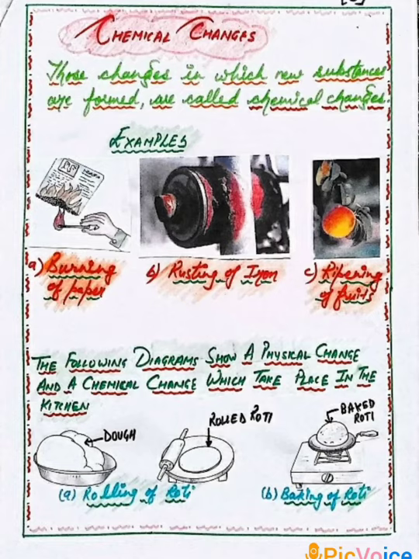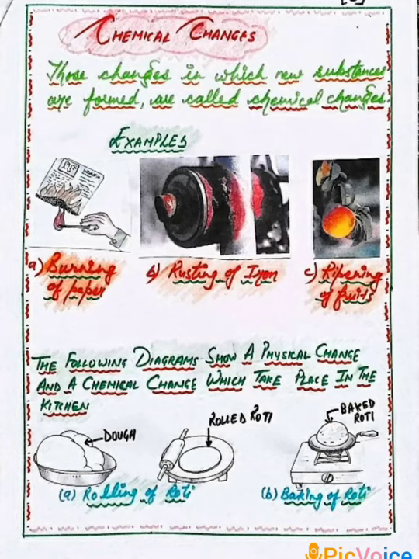Rusting of iron, ripening of fruit, these are the examples of chemical change. The chemical changes are permanent changes which are usually irreversible. For example, the burning of paper is a permanent change which cannot be reversed. Why? This is because we cannot combine the products of burning of paper to form the original paper once again.